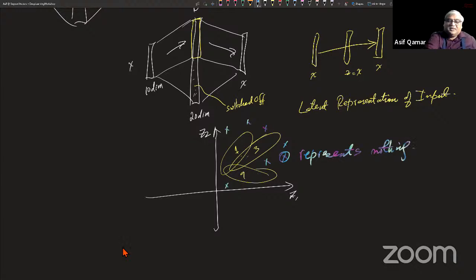I should take a more sensible pen. Let me take, what should I take? Okay, I'll take something like this.